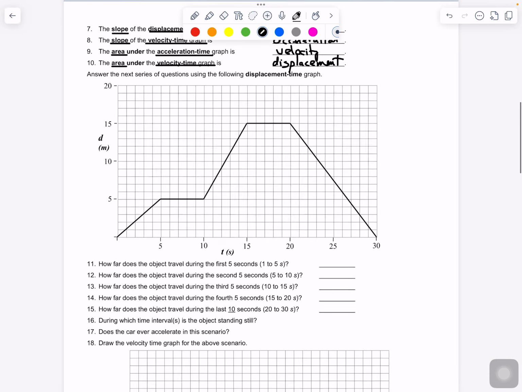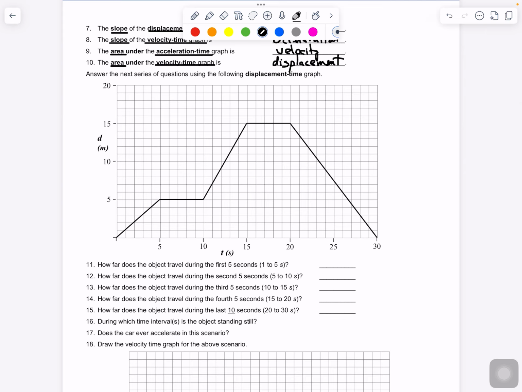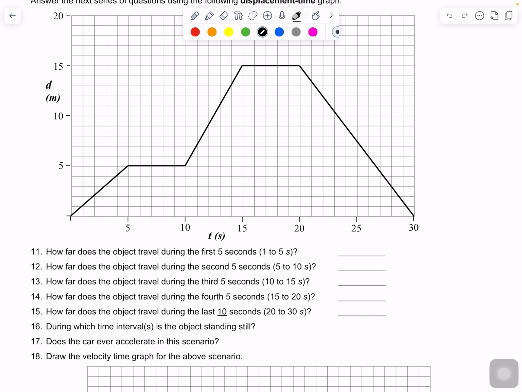So we need to now answer the next 8 questions pertaining to this displacement versus time graph. Question says, how far does the object go in the first 5 seconds? Well, 5 seconds, you can see it goes 5 meters. During the next 5 seconds, well, you can see the horizontal line there, it didn't go anywhere. It stayed at 5 meters. So 0, didn't go anywhere.